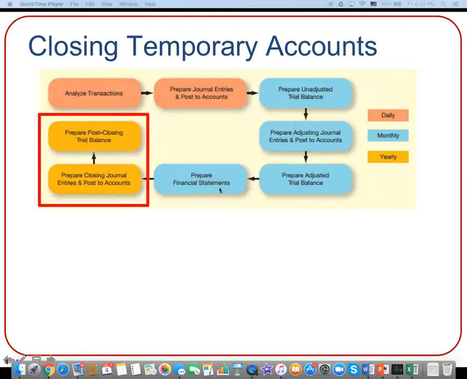We just went through that. So now, when the year closes, at the end of a year, what do you do? You prepare the closing entries, and then you prepare the post-closing trial balance. You post everything into the accounts.